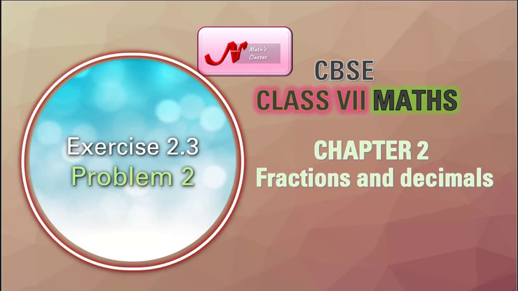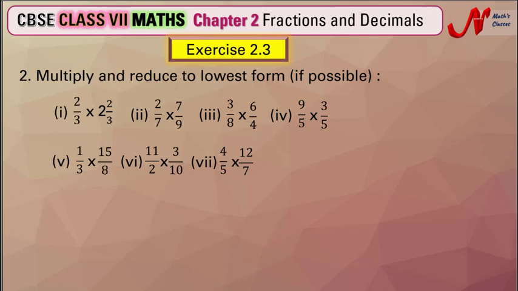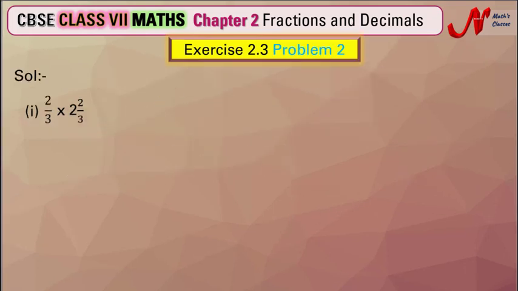Now we solve the exercise 2.3 problem 2. In problem 2, it is given to multiply and reduce to lowest form if possible. There are a total of 7 bits given. First we solve the first bit of the given problem.